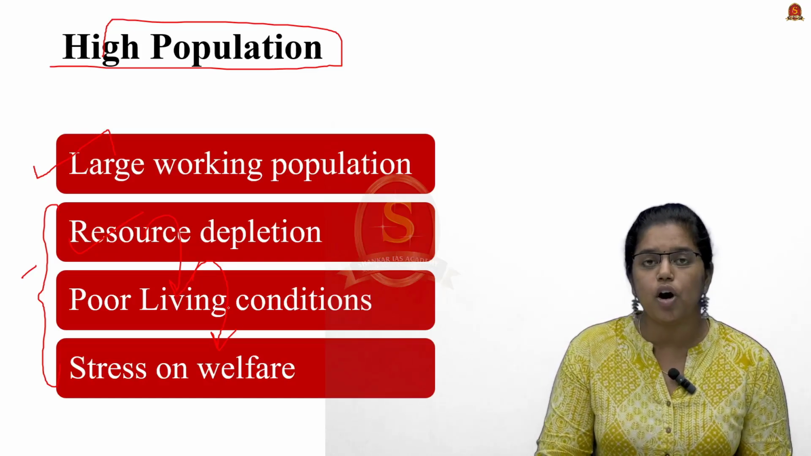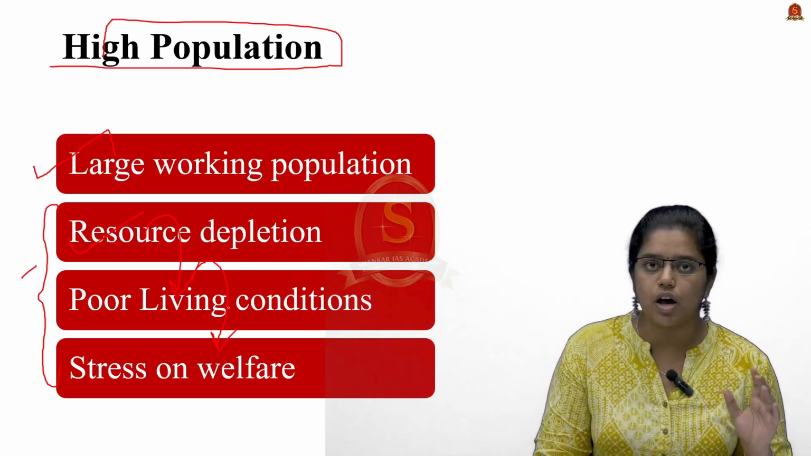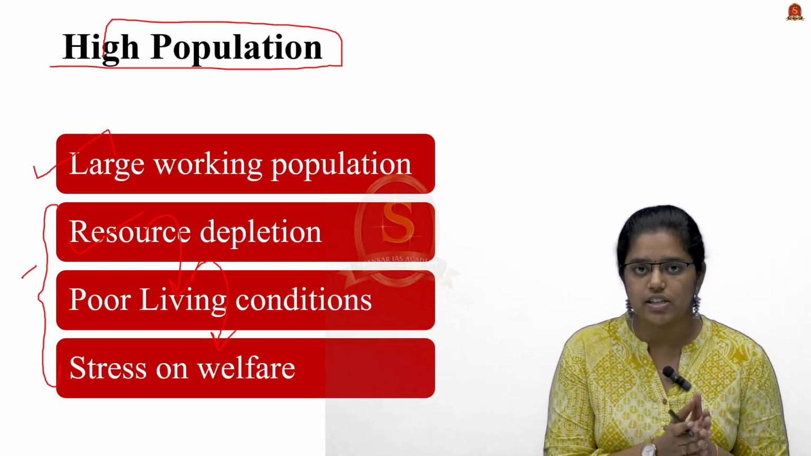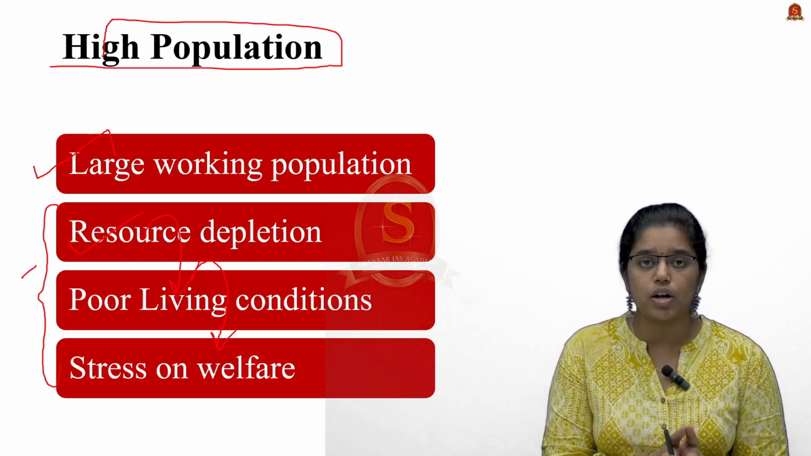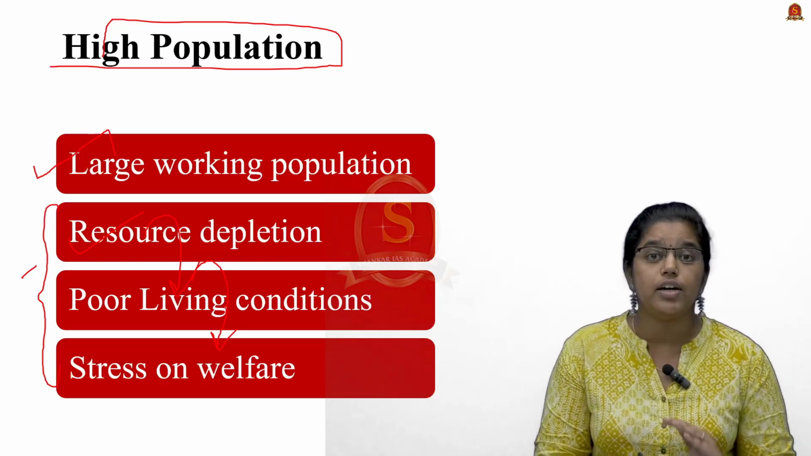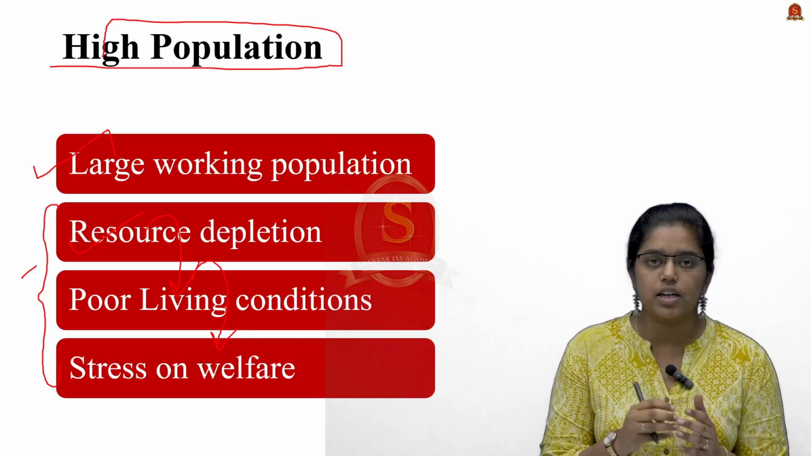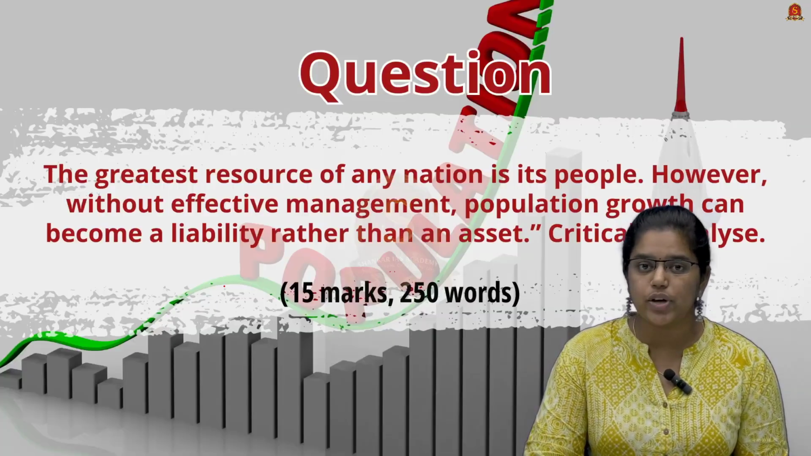So I hope you got a clear picture of this editorial in a multi-dimensional way. Firstly, we discussed the terms and the implications of the disparities in population control measures in the southern and the northern states. So let's see a question now.